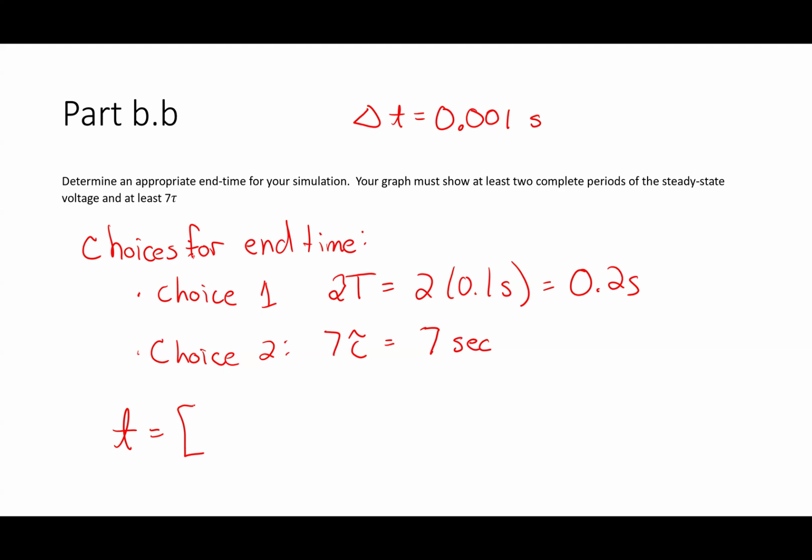Start at time t equal to 0, right? Increment in steps of what? Delta t. And end where? 7. Okay, 7τ, right? 7 seconds. Right, that's going to be my time vector I'm going to make.